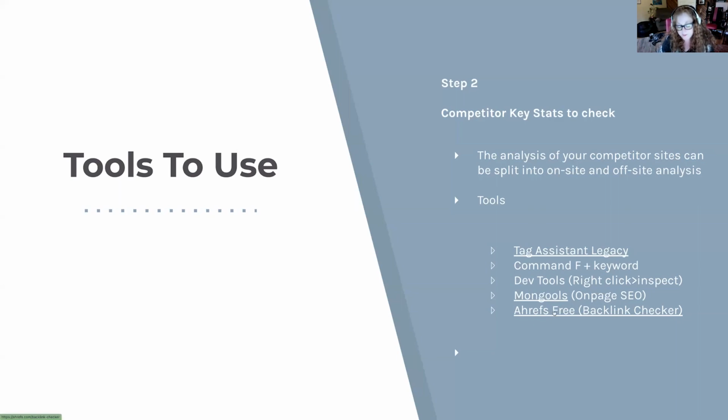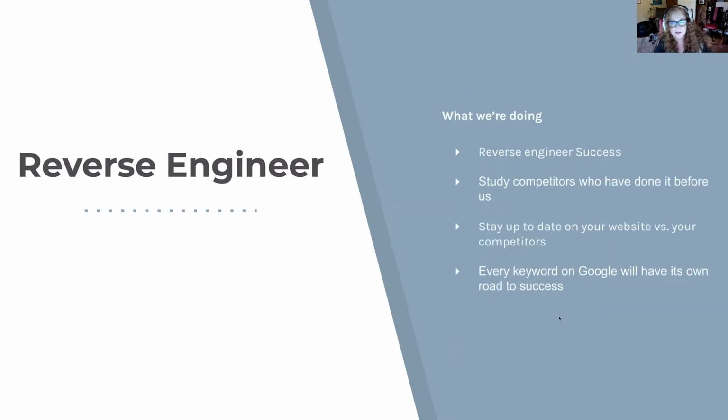So you want to check backlinks. They are still important in SEO. So we want to check what our competitors are doing. We want to check our own backlinks too, like who is linking to us. So what we're doing, we're studying our competitors, we're reverse engineering, and we're staying up to date, and we're going to realize that every search is different and every keyword is going to have its own road to success. And that's really important to know.